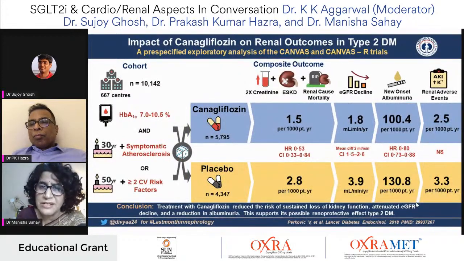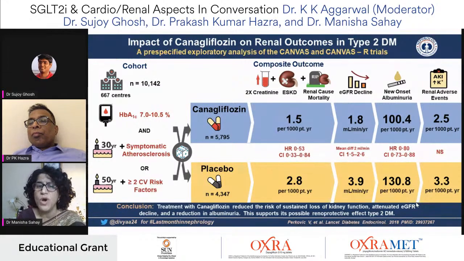Now looking at the Canvas trial, renal outcomes trial, you need not go through the whole thing, but you can see that these patients, 10,000 patients, a huge number, were there. You can see the Dapagliflozin and placebo, and you can see that the risk of increasing creatinine or end-stage kidney disease or renal mortality, GFR decline, was much less in the Dapagliflozin group as compared to the placebo group. The new onset albuminuria was less in the Dapagliflozin group. Renal adverse events also were less in the Dapagliflozin group. So this showed Dapagliflozin is renoprotective.